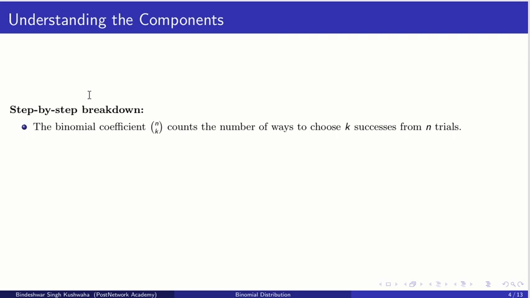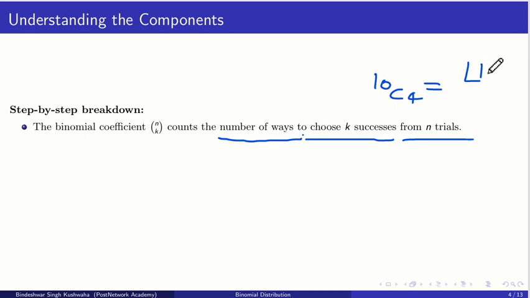Let us break it step by step. The binomial coefficient counts the number of ways to choose k successes from n trials. So if there are 10 trials and you choose k as 4, you will get the number of ways, that means 10C4, that means factorial 10 upon factorial 4 factorial 6.